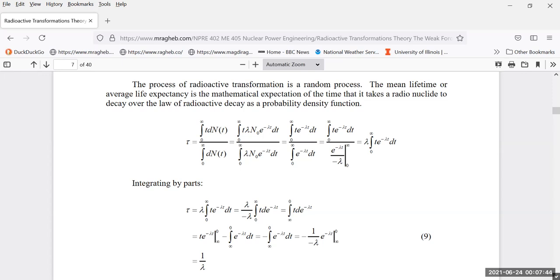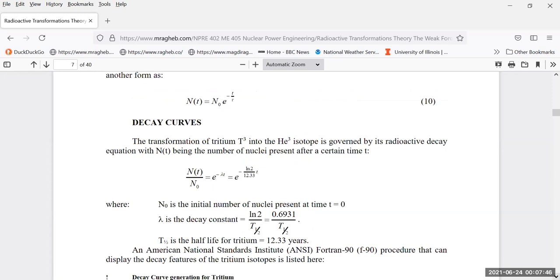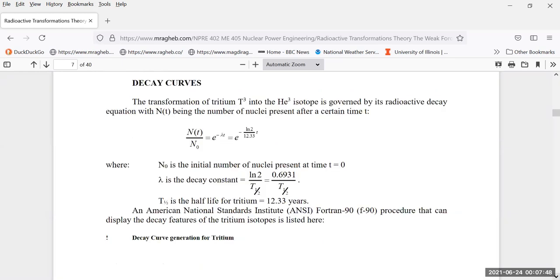So I take, for instance, the isotope of tritium, which is an isotope of hydrogen. It does not occur significantly in nature, maybe trace amounts, but of course it is produced for thermonuclear devices. And in our future, we want to be able to use it in fusion. So the half-life of tritium, if you go to the chart and get the half-life, is 12.33 years.